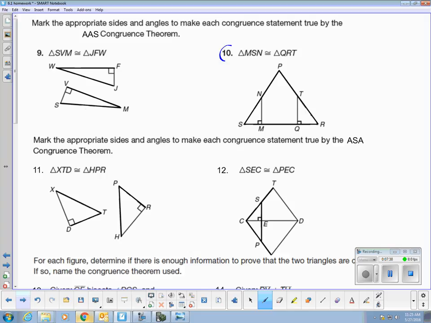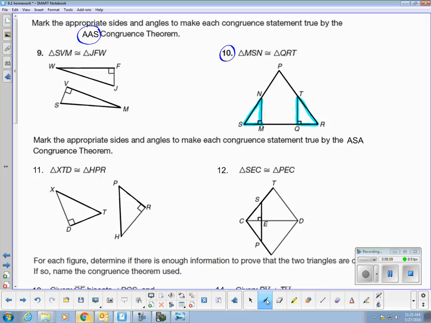In number 10, we need to make the marks to show angle, angle, side. All right, and let's take a look. Let's highlight the 2 triangles here that we're looking at. Triangle MSN and triangle QRT. And we want angle, angle, side.